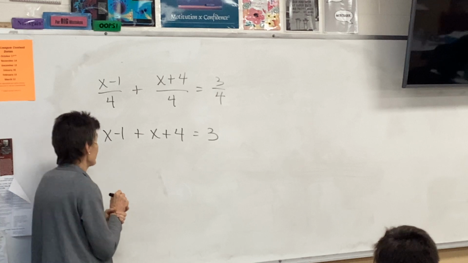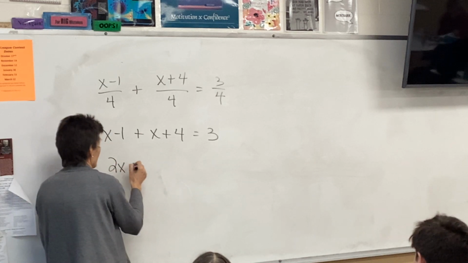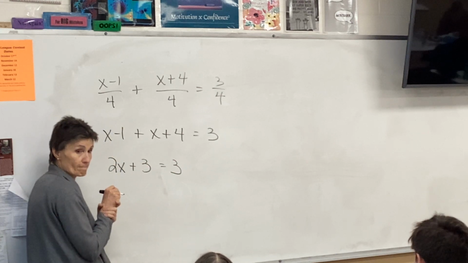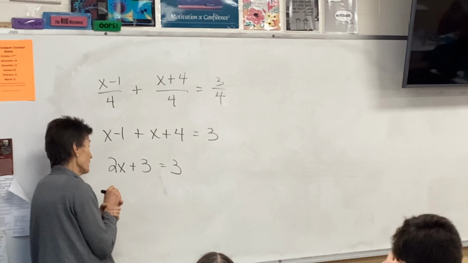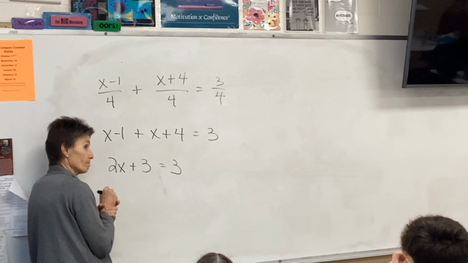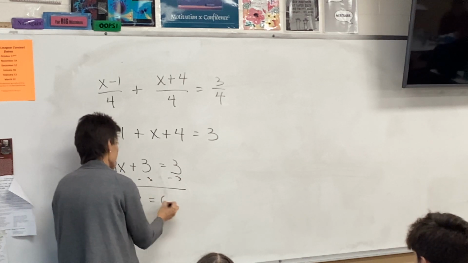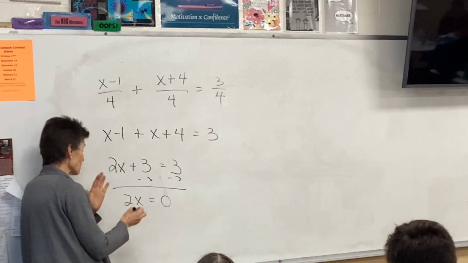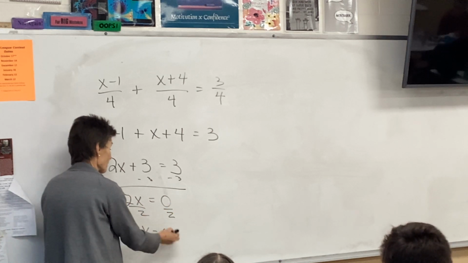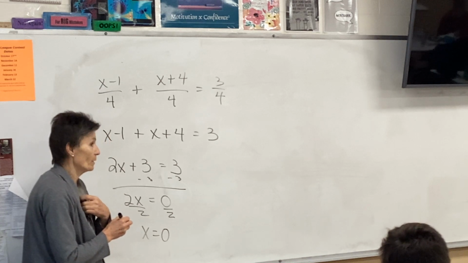So what have I got then? I can collect like terms here, so I have 2x plus 3 equals 3. Right? And then I'll subtract 3. So 2x equals 0. I'm not alarmed by that. That's perfectly fine. So when I divide by 2, it just looks like my answer is 0. Nothing to it.